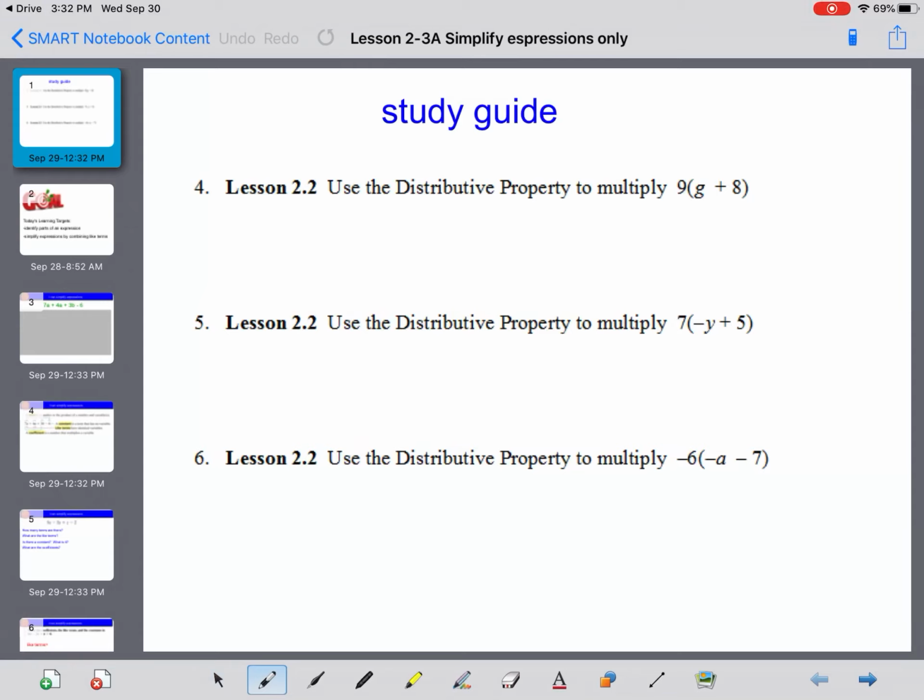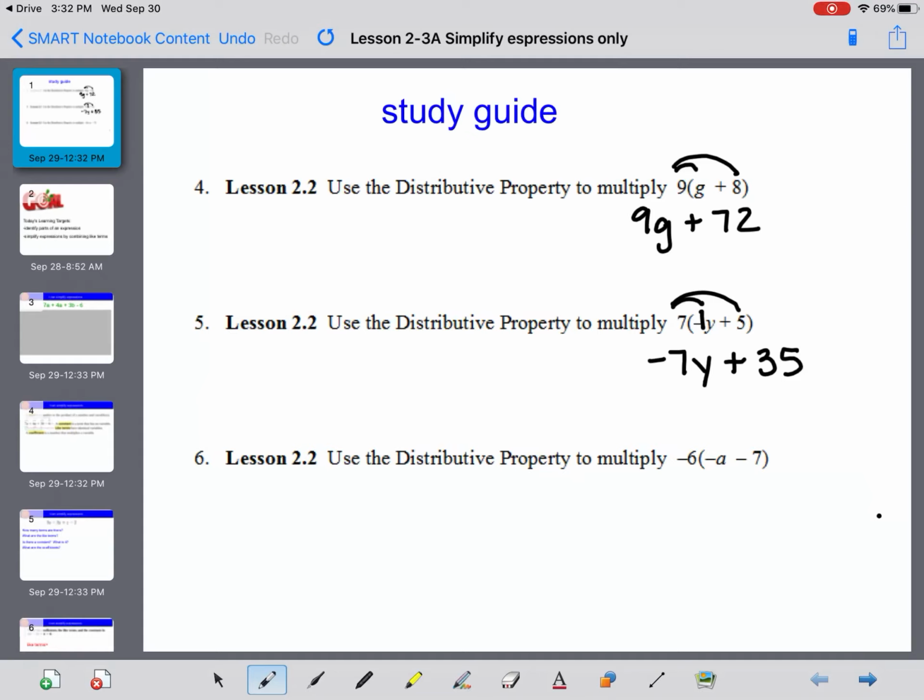All right, so yesterday we learned about how to use the distributive property with variables. In the first example, you would distribute or multiply each number inside the parenthesis by 9. 9g plus 72. In the next example, you will take 7 and multiply each term or each number inside the parenthesis by 7. 7 times negative 1y is negative 7y. 7 times 5 is 35.